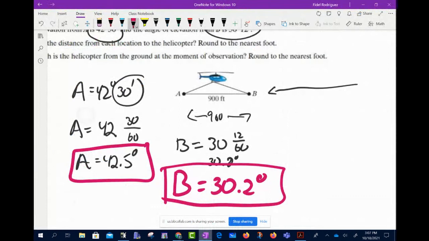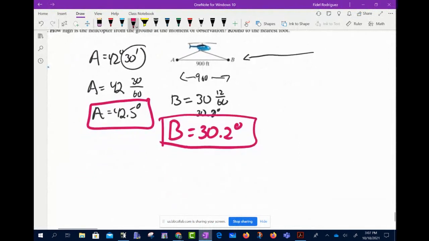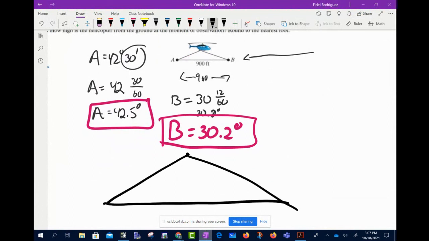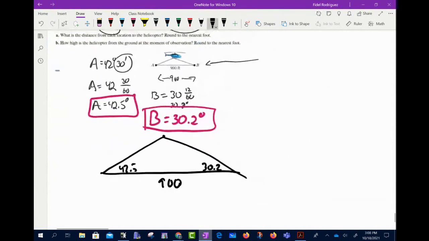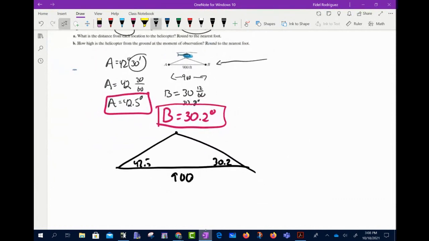Okay, so guys, this is what I'm going to do now. I'm going to try to draw the same picture that I have, hopefully now looking like this. And so I know that this angle is 42.5. This angle is 30.2. We know that this distance here is 900, right? And we're trying to find the measures of little a and little b. Okay, so I bet we can do that.